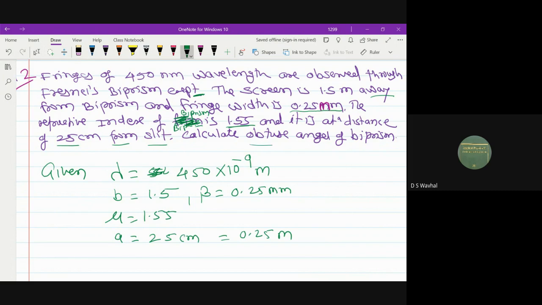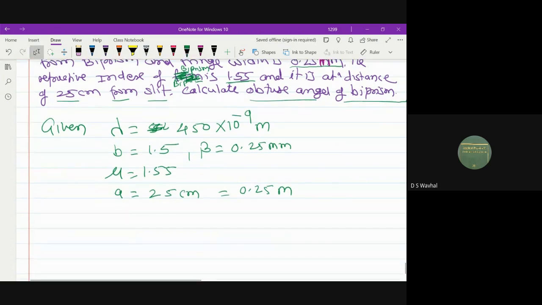Calculate the obtuse angle of the biprism. So how much is capital D then? Capital D is a plus b. B is 1.5 plus a is 0.25, and that is equal to 1.75 meter. So capital D is 1.75 meter.